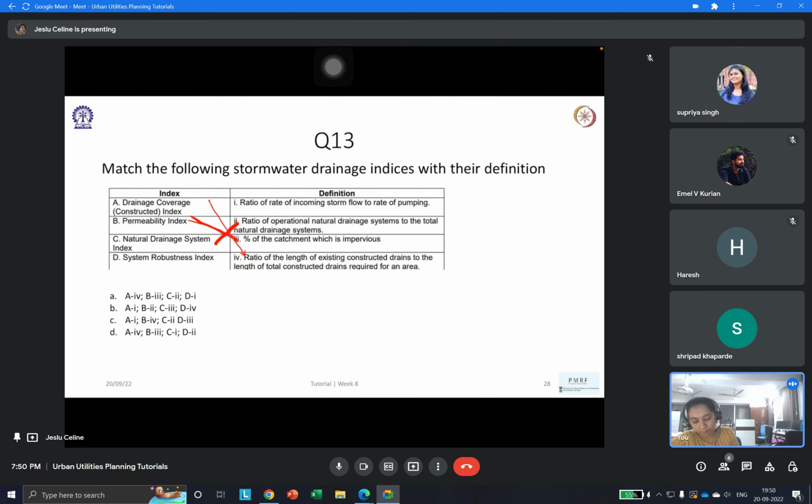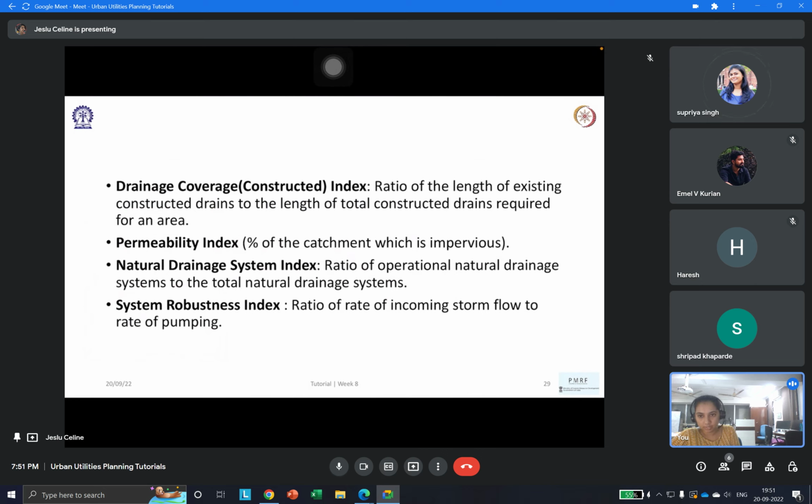And robustness. D is 1. Ratio of rate of incoming storm flow to the rate. Actually, D is the only one which is a bit tricky. The others, just by looking at the description itself, we'll be able to find out. The robustness index is a ratio of incoming storm flow rate to the pumping. So that comes up to option A, right? Yeah, option A, 4. Correct. I have again put the answer here. You explained correctly. If there's no doubt, we can proceed to the next question. Any doubts? No. So we can proceed.